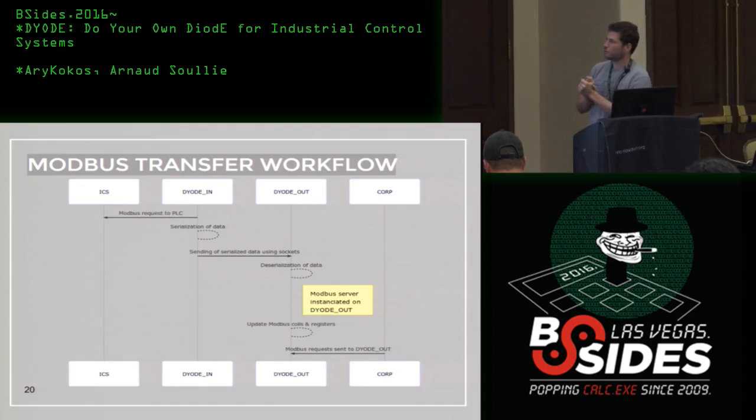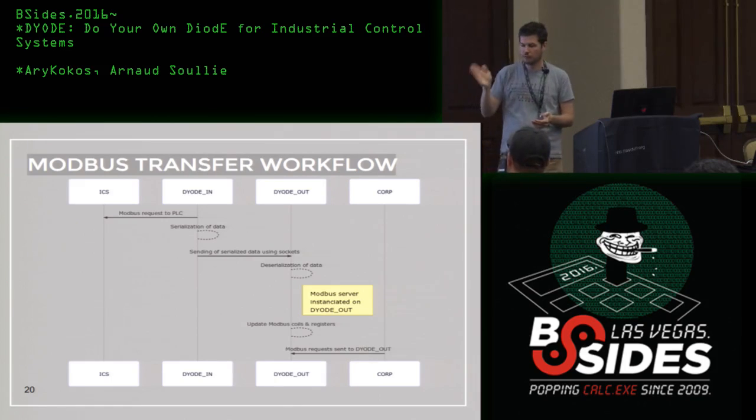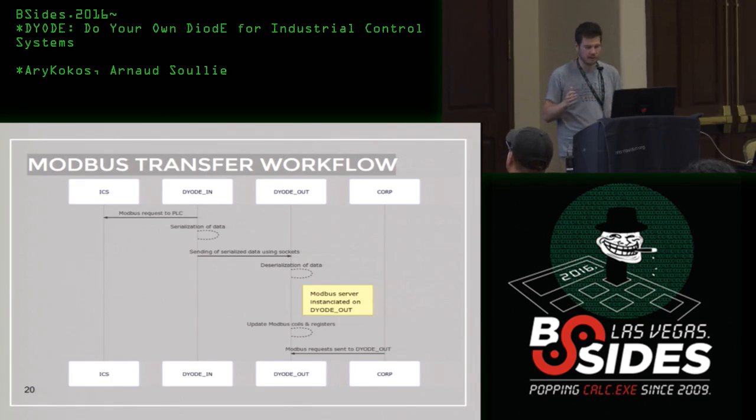For Modbus, how does it work? You actually have a Modbus client on the first Raspberry Pi. Every second, it's going to request some values from the PLC, put those values into a JSON object that's going to be serialized, and sent using sockets to the second Raspberry Pi. It's going to be deserialized. And on the second Raspberry Pi, we have a Modbus server that we instantiate. And the values of the Modbus server will be updated with the values sent by the data diode. So that means that on my PC, I was not directly addressing the PLC. I was addressing the Raspberry Pi inside the diode.